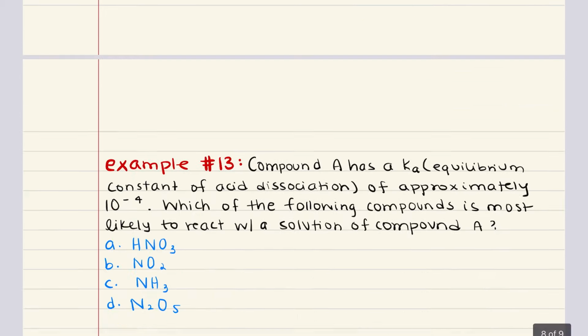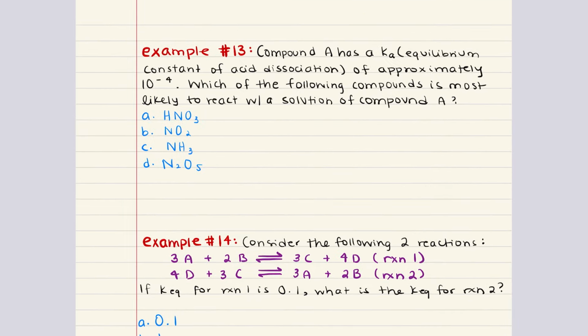Beautiful. Problem 13 reads: compound A has a Ka, this is the equilibrium constant of acid dissociation, of approximately 10 to the minus 4. Which of the following compounds is most likely to react with a solution of compound A?